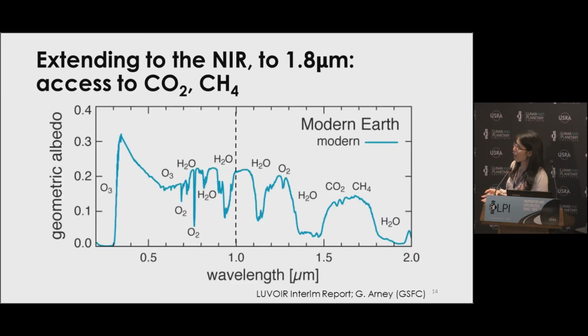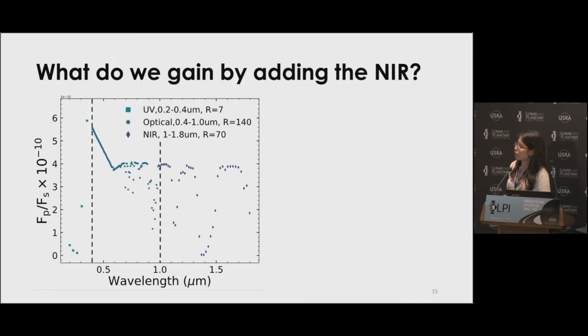And so here I have a spectrum from the LUVOIR interim report of modern Earth abundance values and what that looks like going from the near ultraviolet to the infrared. And you can see that these are some of the features that we could gain when we go out into the near infrared. And so let's take a look at what that looks like.